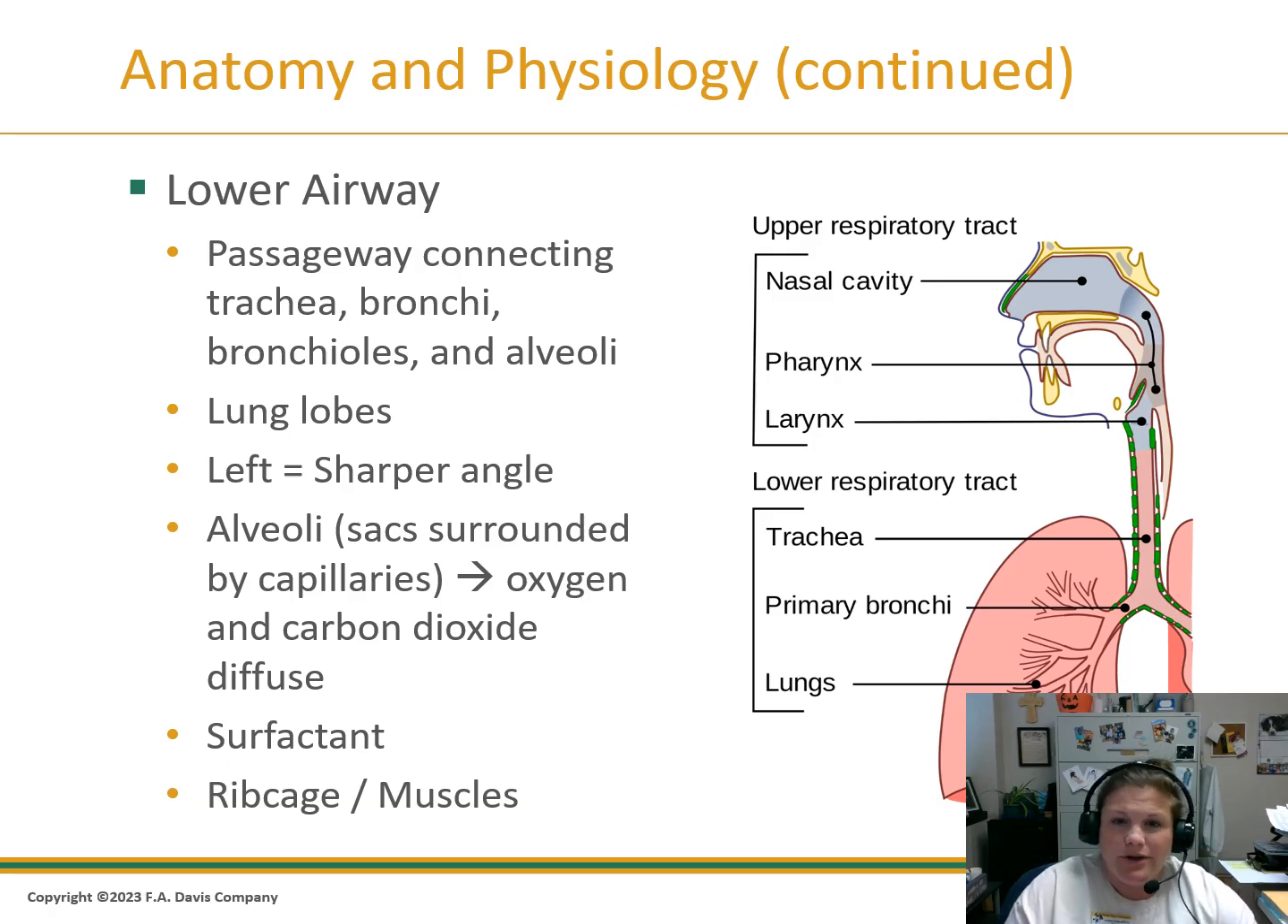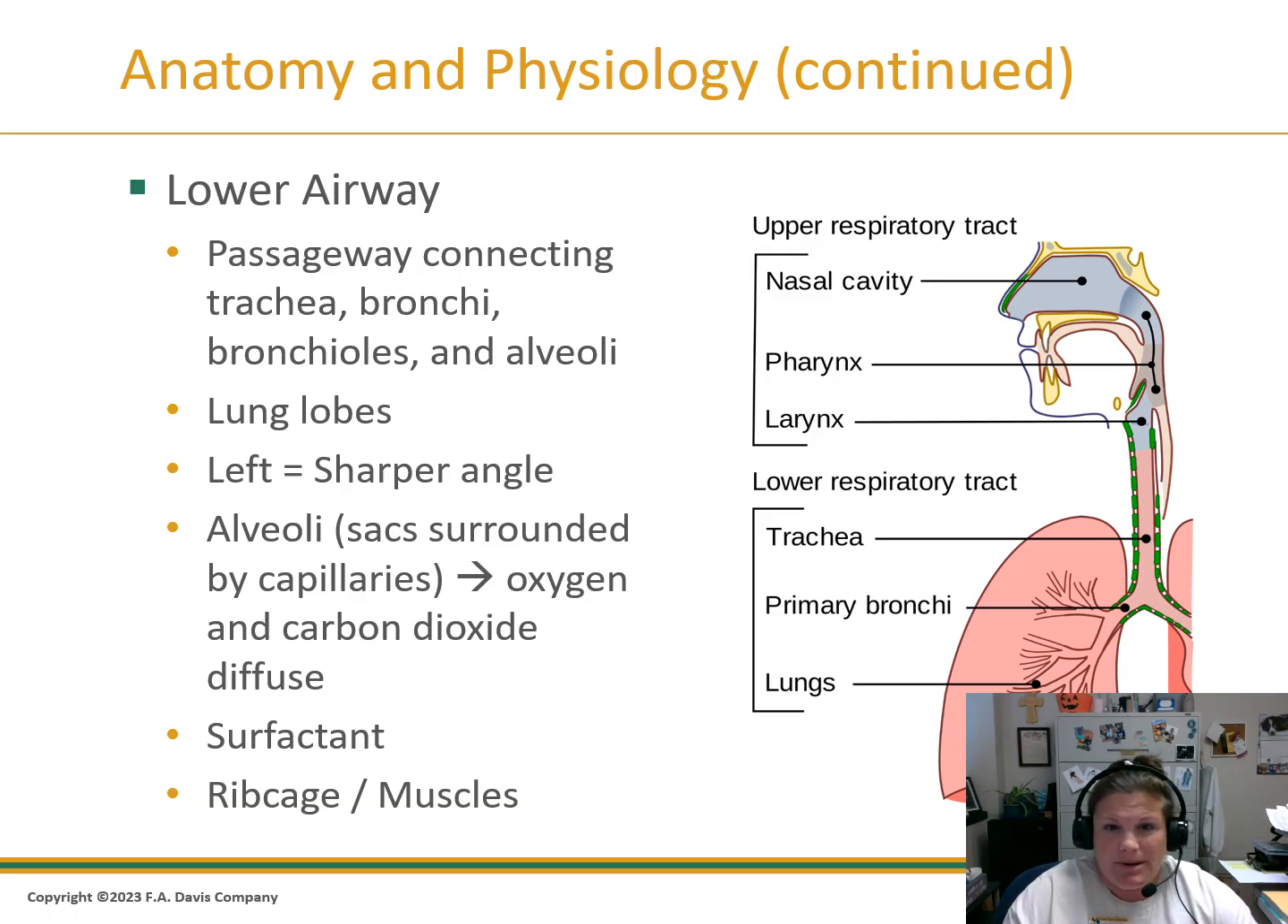The terminal bronchioles end in alveolar sacs that are surrounded by capillaries, and this is where oxygen and carbon dioxide are diffused. Surfactant, remember, is the phospholipid in the alveoli that's keeping the alveoli pliable, allowing the lungs to collapse completely and expand or recoil for optimal oxygenation. And then the rib cage is what's protecting the lungs.